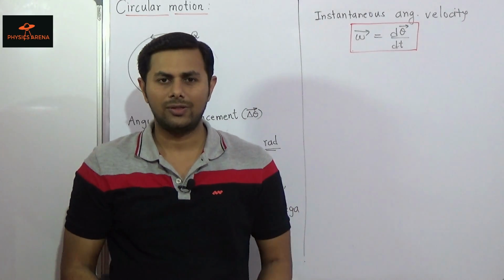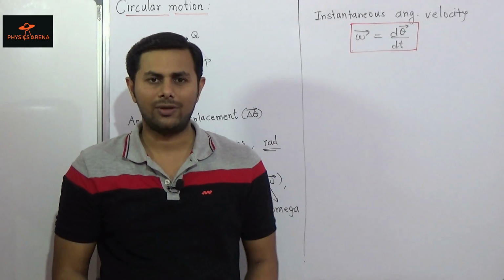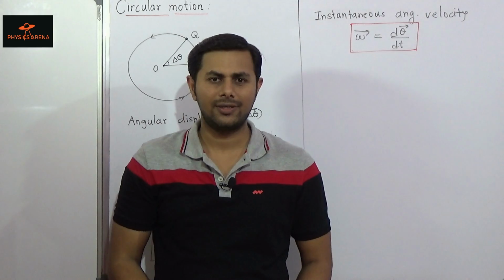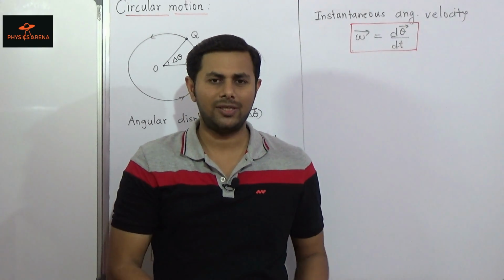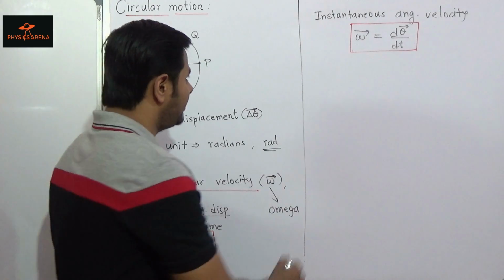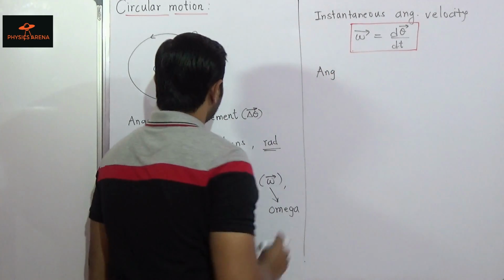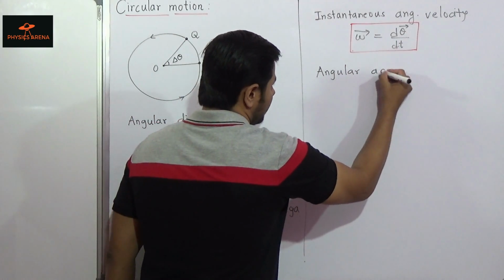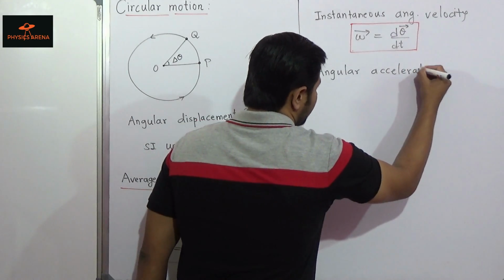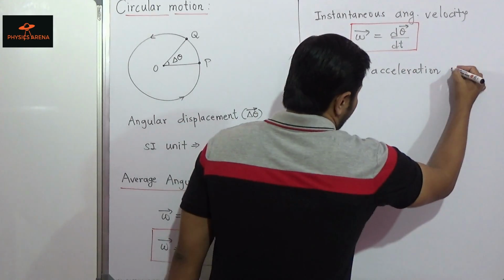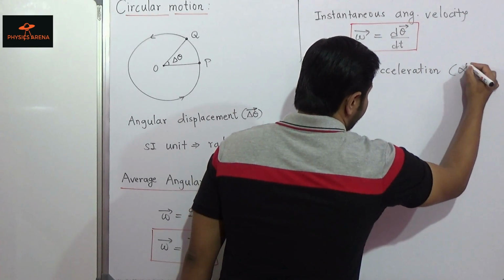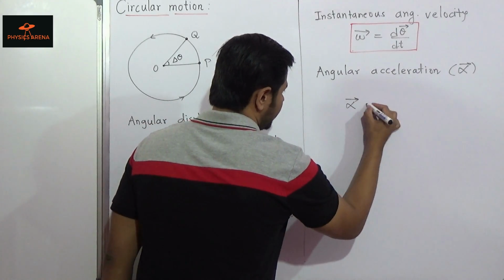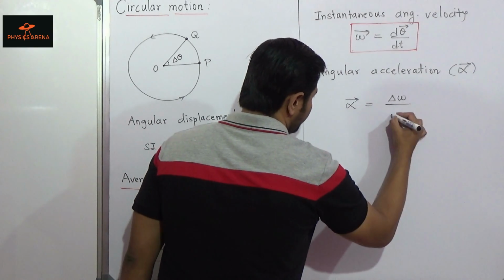Then if we have change in angular velocity, then we will have a quantity called angular acceleration. Just like the linear case where acceleration is change in velocity divided by time, we can define the angular acceleration for this particle performing circular motion. So angular acceleration is denoted by this letter alpha, and this alpha is change in angular velocity over time.